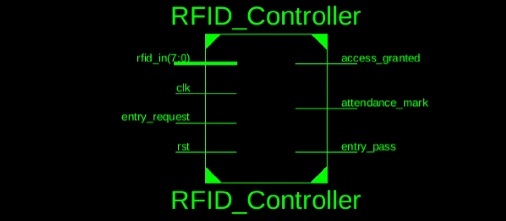This diagram shows the RFID controller module of our system. On the left side are the inputs, which include the RFID data, clock signal, entry request, and reset. The RFID input contains the tag information that will be checked by the system. The clock is used to synchronize all operations, while the reset initializes the system. The entry request signal indicates when a user is attempting to access the system. On the right side are the outputs, which include access granted, attendance mark, and entry pass. If the RFID is valid, the system activates these outputs to allow access and record attendance.